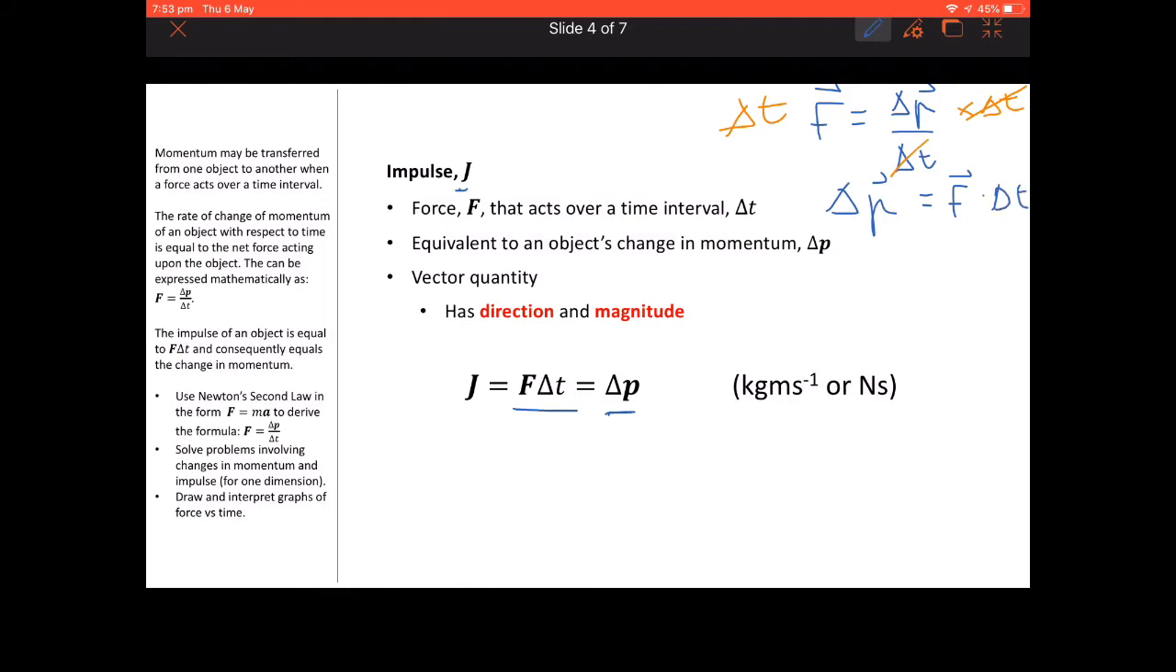So given that impulse is equal to the force multiplied by the change in time, it's also equal to the change in momentum. Impulse is a vector quantity, so it has direction and magnitude. The unit can either be kilogram meters per second, which is the same as momentum, or you can use Newton seconds, because the unit for force is newtons, the unit for time is seconds, and these are being multiplied by each other.